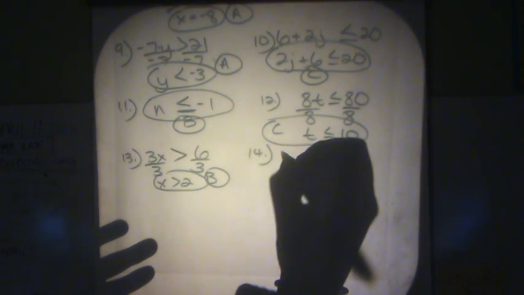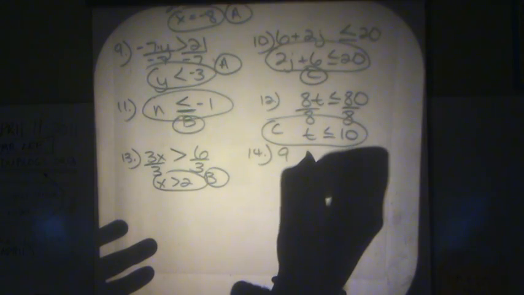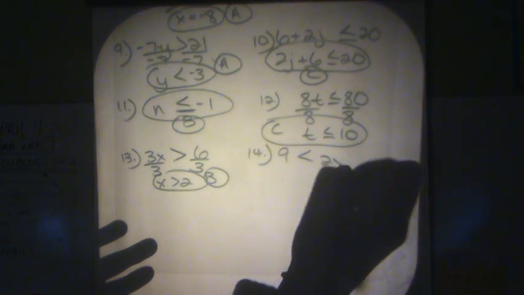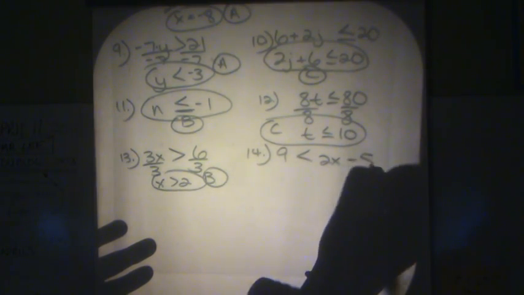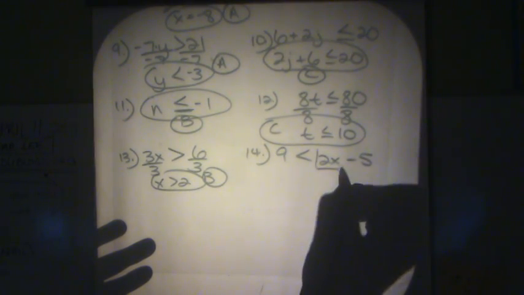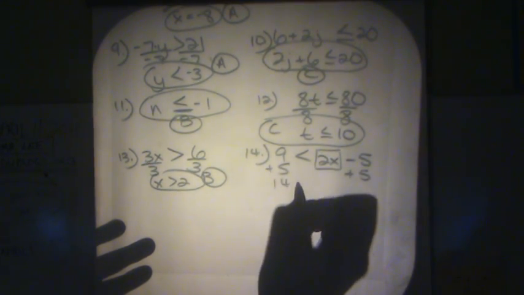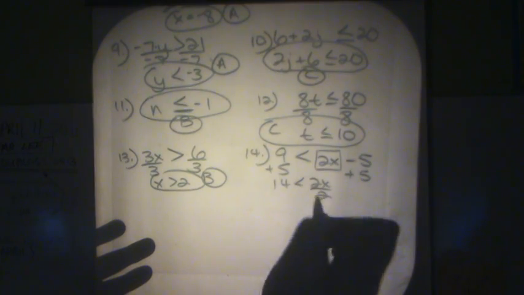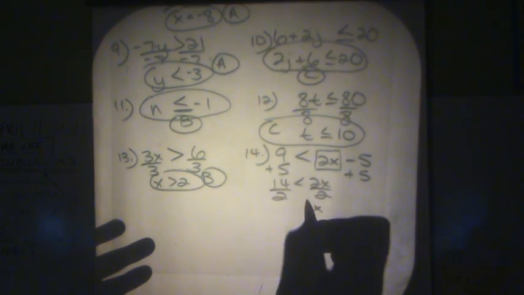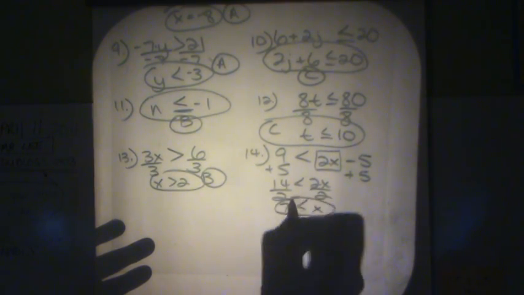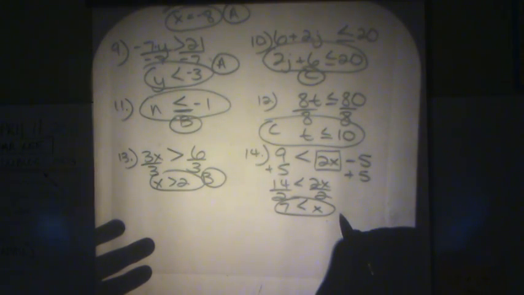So 14, we have 3, 6, 9, and the alligator is going to eat the one on the right because it is closest to the ground. That alligator is going to get to eat it. So we box the variable, deal with it last. So we're going to add 5, we get 14 is less than 2x divided by 2. And we get x. 7 is less than x, which would be, I hopefully changed those. It should be D.